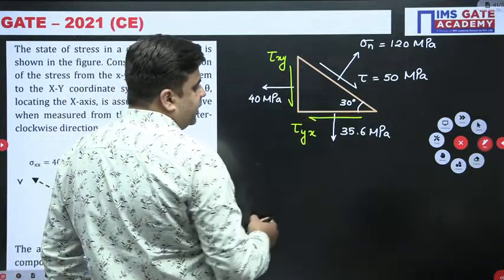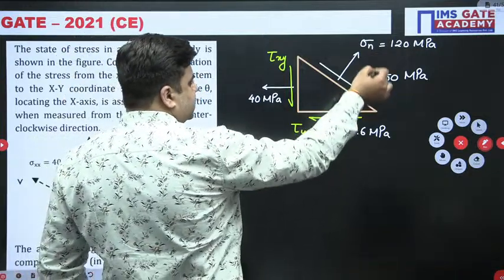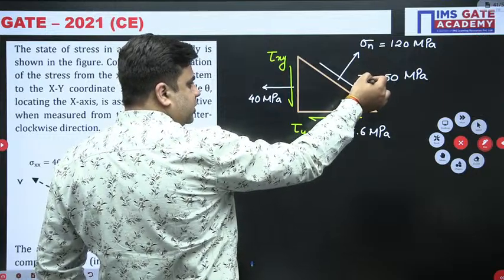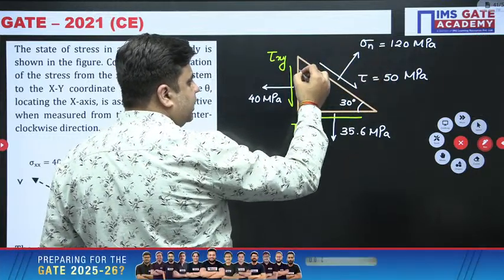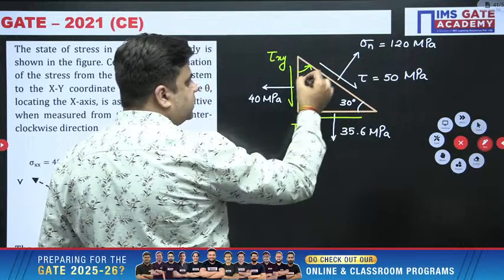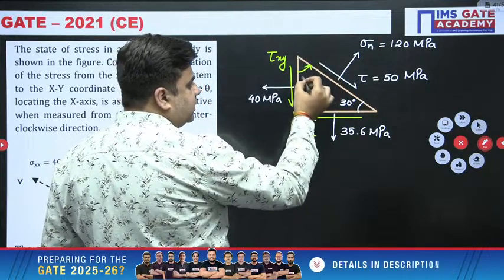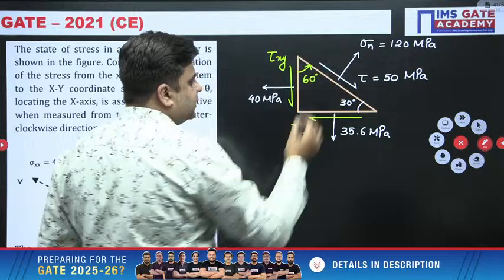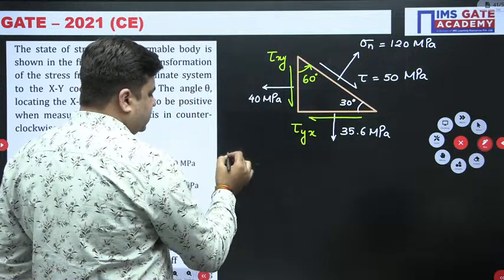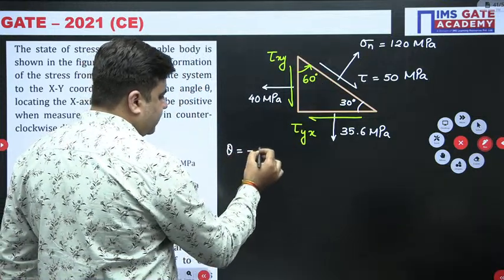Now for calculating tau yx, you can use any of these expressions. You can use shear stress on the oblique plane or normal stress on the oblique plane. First, find out the value of this theta. This theta is in anti-clockwise direction. Value will be minus 60 degrees. So, theta is minus 60 degrees.